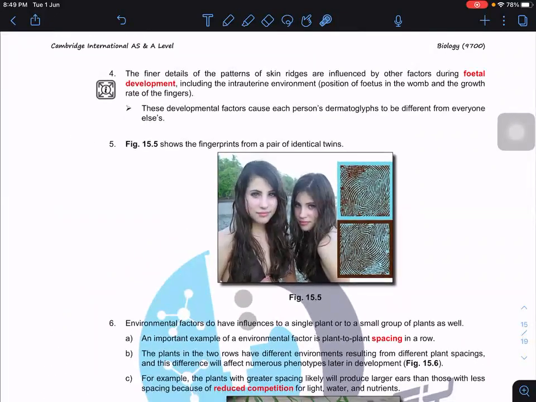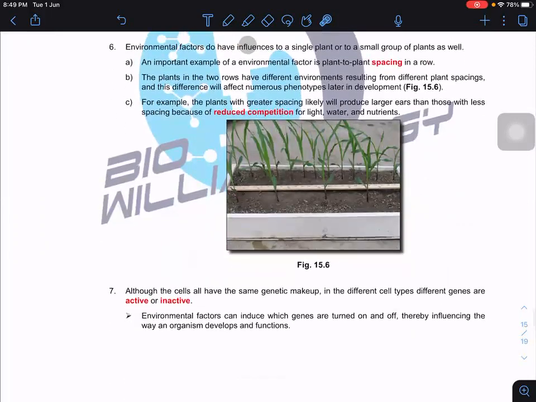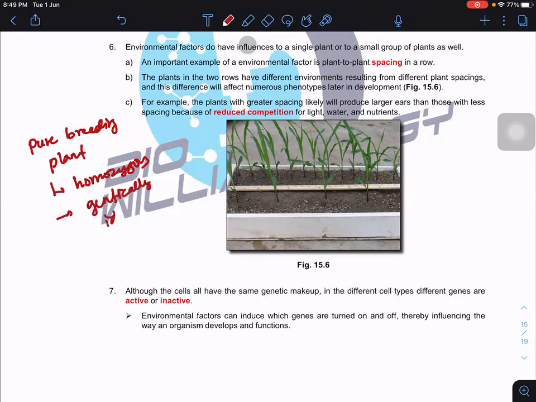So this is in terms of animals. How about in terms of plants? Plants, same thing. For example, if you have pure breeding plants, basically they are homozygous, almost genetically identical. But if you plant them, one with a big distance, one with a short distance, definitely there is competition for space and for nutrients, and you can see that those spaced out will grow better.